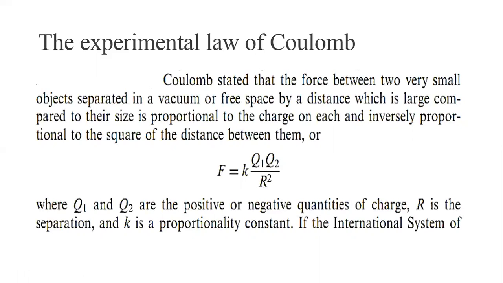If we change the proportionality into equality, F will be equal to K Q1 Q2 divided by R square, where Q1 and Q2 are the positive or negative quantities of charge, R is the separation, and K is a proportionality constant.